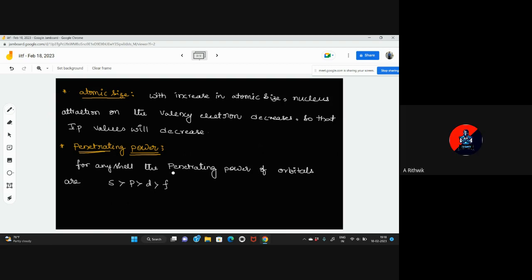Yes, sir, because they are very small. According to the order also, sir. That means to remove an electron from the s orbital, it requires more IP. Very good. For the s orbital, the IP value will be more. Done.